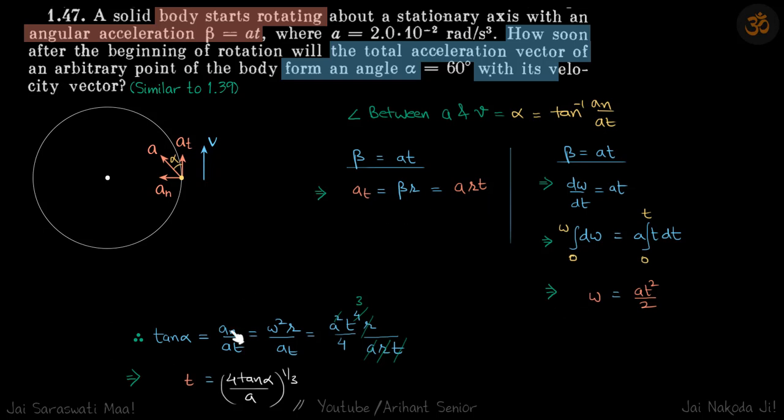So tan alpha is equal to a_n by a_t is equal to omega square r by a_t. So omega square r, we write it like this, and a_t will be alpha t r, and the radius will get cancelled, you will see. So what you will get is the time will be (4 tan alpha by alpha) to the power 1 by 3. So you can see that this time is independent of the radius of the circle.